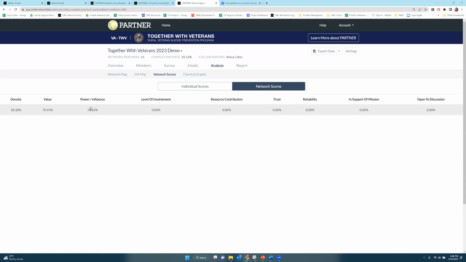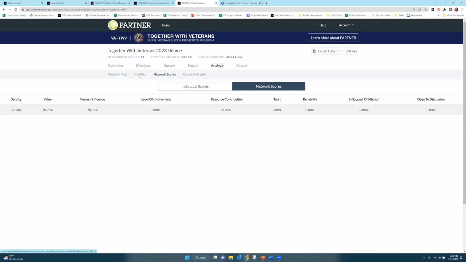And then you have the overall power and influence score. Scores of around 75% or above are considered the most positive. And so this network has some room for growth around the perceptions of power and influence, and to increase that so that others really see the value that other organizations bring to the network and how they can leverage that value to achieve the goals of the network.